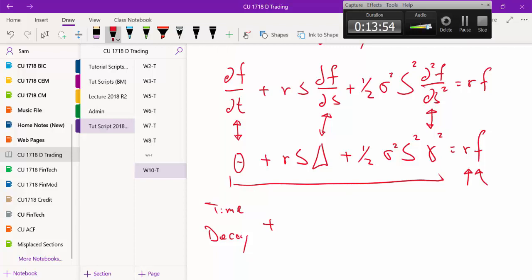There's nothing here that you don't know, okay? It should be equal to time decay plus the product of interest rate and the underlying stock price itself times the delta, plus a half times the implied volatility squared times the square of the price, times gamma.